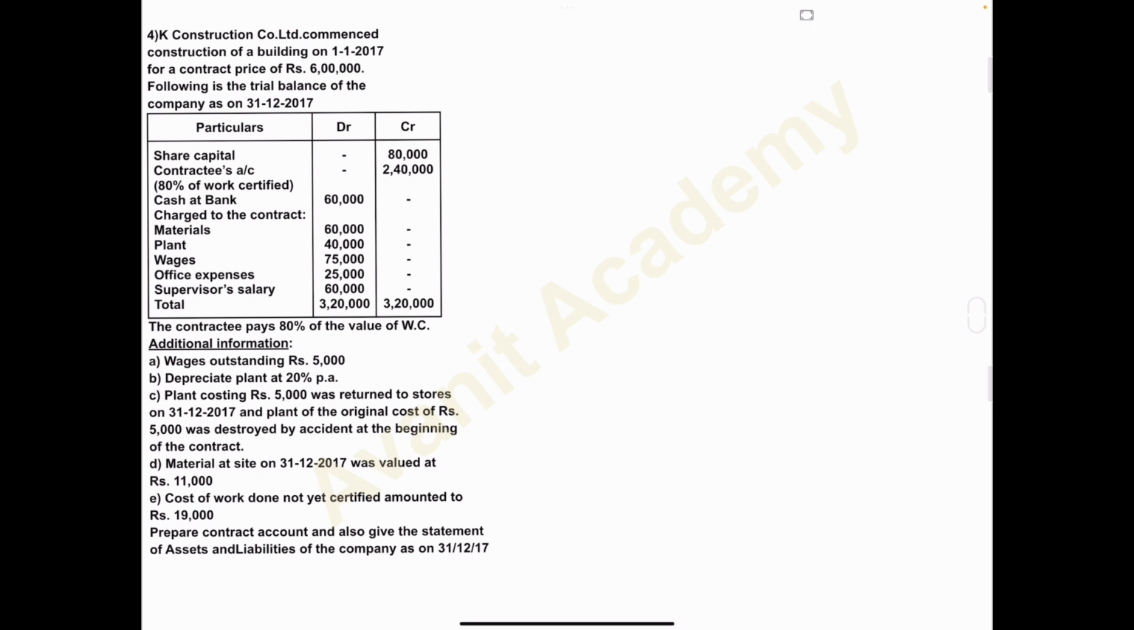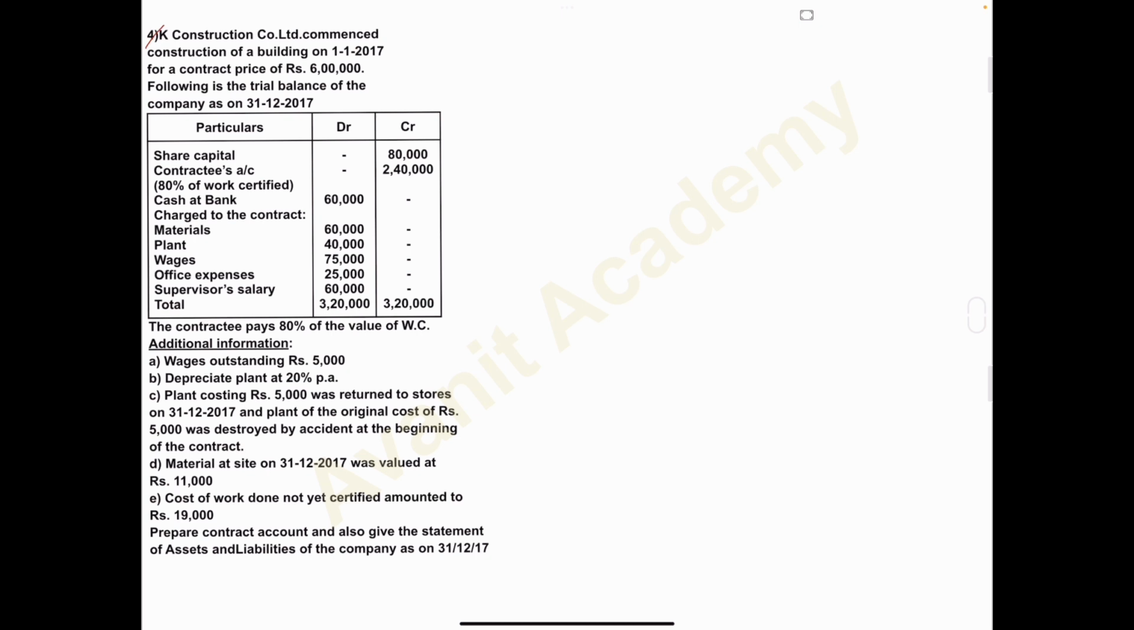Problem number 4. It's a very different problem and very important because in this problem they have given information related to a contract in the form of trial balance. And by using all this information, we have to prepare the contract account. And we have to prepare the balance sheet also, that is the statement of assets and liabilities. So it's a very important problem. So I'll read out the problem.